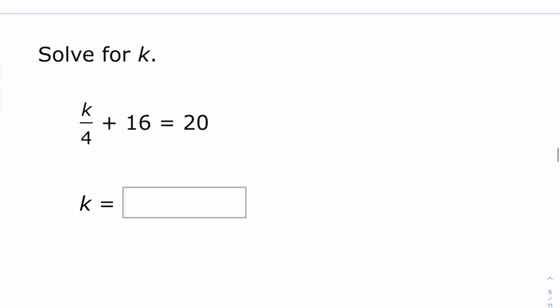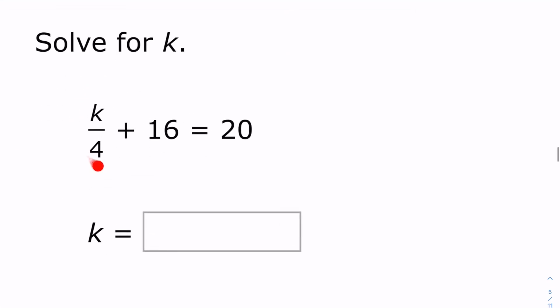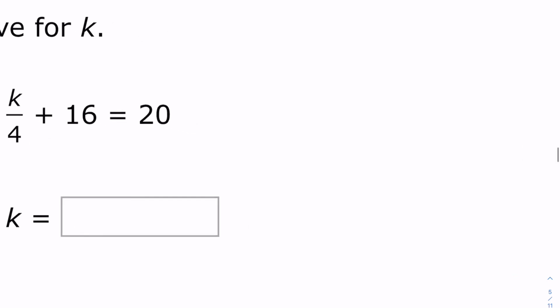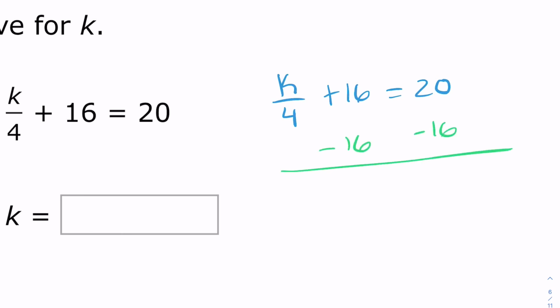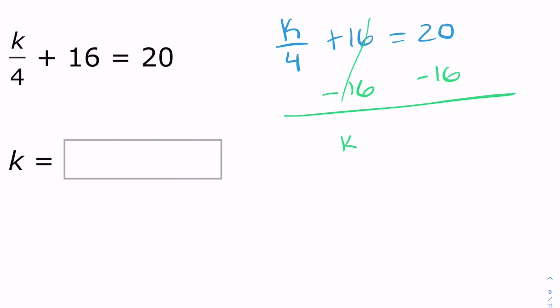All right. Next one. Don't worry, it's a fraction. I know, it's okay. Don't worry about this fraction. Cover it up for a second. What we need to do is move 16 over to the other side, and then we can fix the fraction. Okay? So I'm going to have k over 4 plus 16 equals 20. And the first thing I'm going to do is take away 16 from both sides. And that's going to leave me with k over 4 still. There's your fraction. And all I have left on this side is a 4.